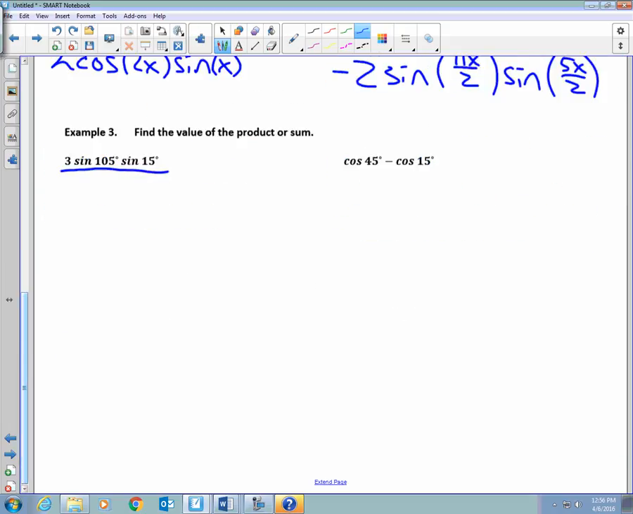Okay, so let's do this one. We're not going to do the last one. It doesn't work out very well. But we will do the find the value of the product or sum. So sine of 105 times the sine of 15. When you see a problem like this, something needs to resonate in your brain that you don't know the exact value of sine of 105. You don't know the exact value of sine of 15. So if you wanted to, you could do the sum and difference formula twice. So for example, sine of 60 plus 45 and sine of 60 minus 45. You could separate it, do that twice. That's fine. Or you could take a chance and try to rewrite it as a sum.